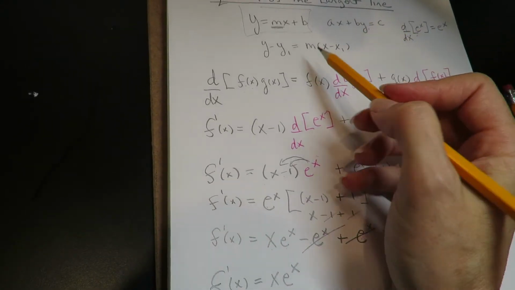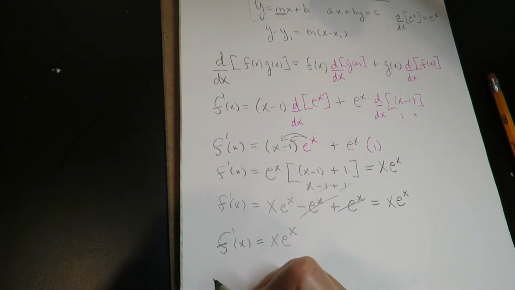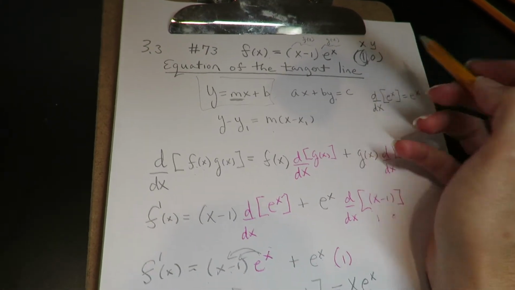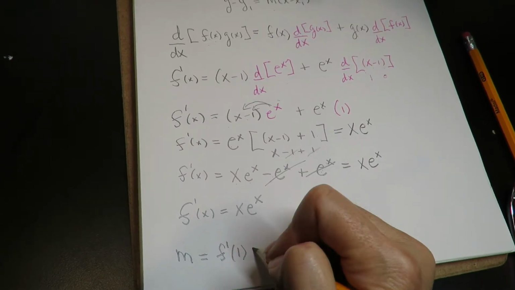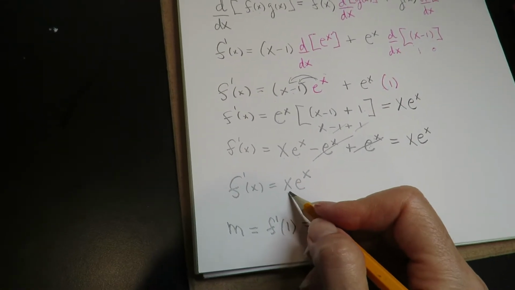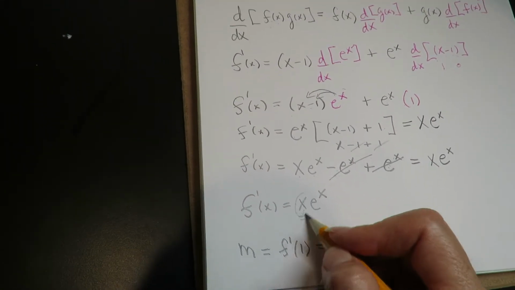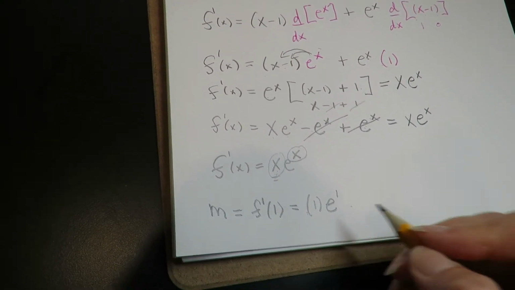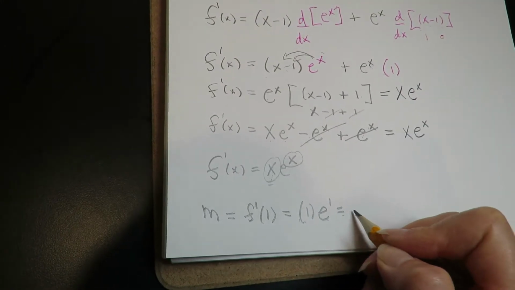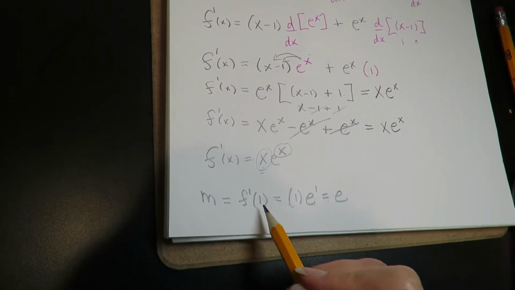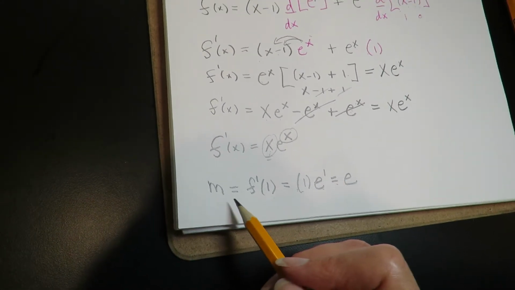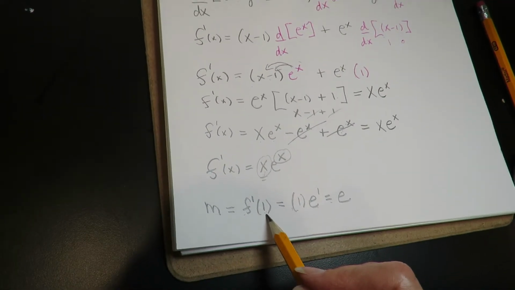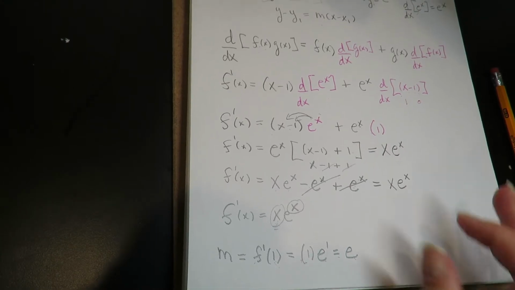Now, what we want to do is find the slope. So the slope is going to equal f prime at the x value, which is 1. So I'm going to plug into the derivative. I'm going to let these x values be 1. So 1 e to the 1, okay? And 1 times e to the 1 is e. So that means the slope of the tangent line at the x value of 1 is e. That is the slope.